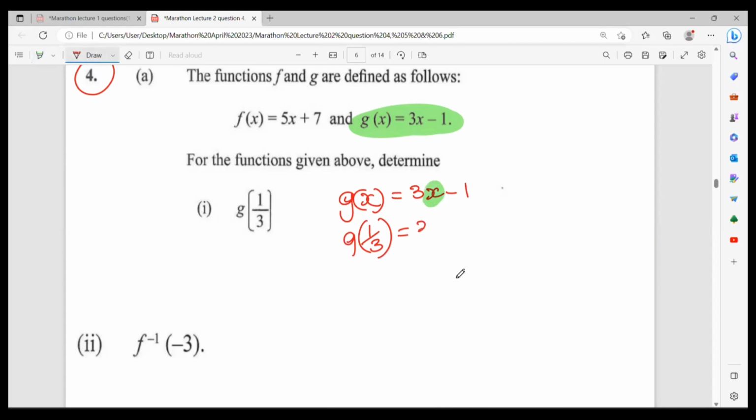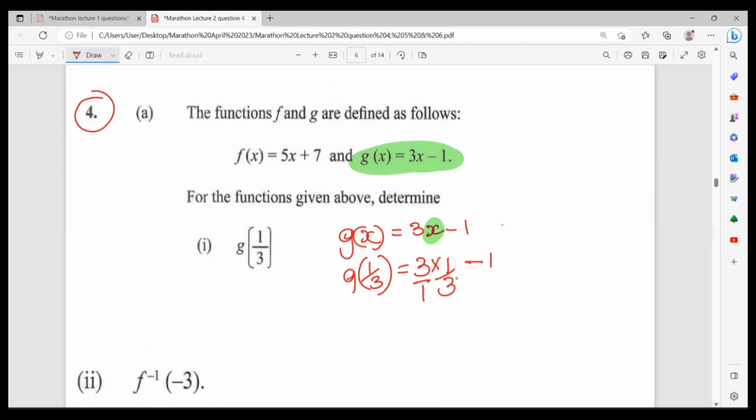Allow the math to work as it is. So this is 3 times x, so it's going to be 3 times 1/3. Then you take 1. 3 means 3 over 1, you know, so you could see what's going on right there. You could see that it's canceling itself, right?